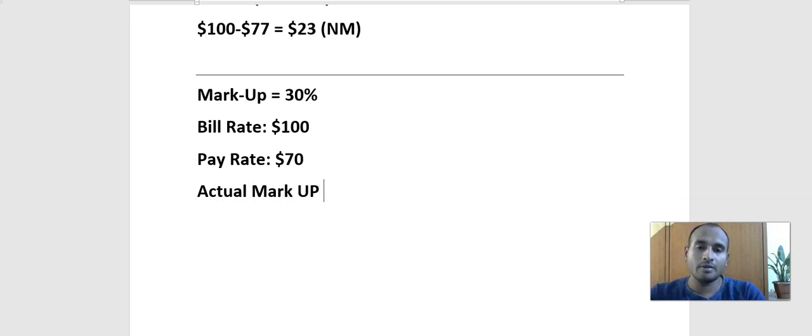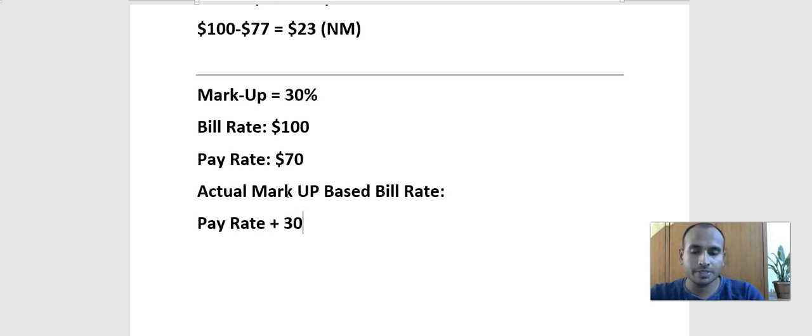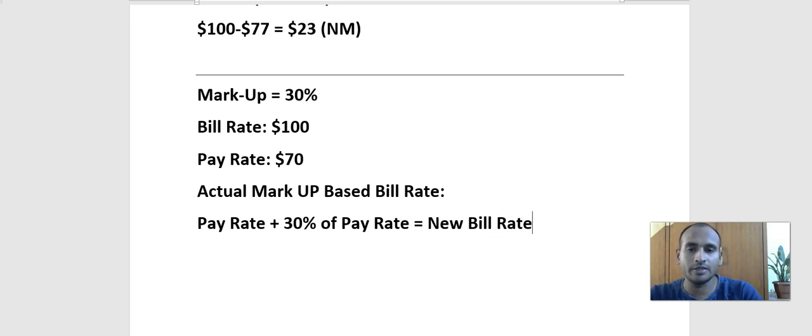So how are you going to find the actual markup-based bill rate? It is your pay rate plus 30% of pay rate. So now it's going to be the new bill rate. This is about the new bill rate at which you are going to submit the candidate. So how much did you pay? You paid $70 plus 30% of the pay rate. So how much is it going to come to?